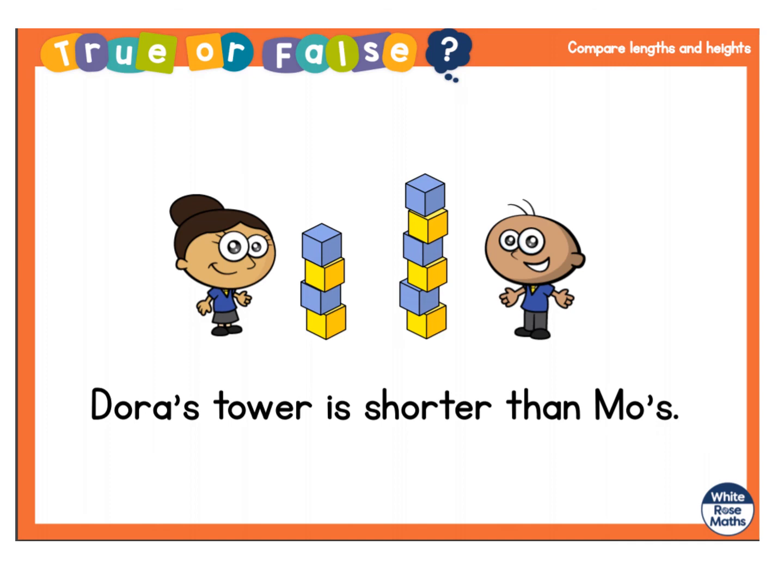Let's count Dora's cubes. She's got 1, 2, 3, 4 cubes. Let's count Mo's cubes. 1, 2, 3, 4, 5, 6. So Dora has less cubes in her tower. So is her tower shorter or taller, sorry, not longer? We're looking at height. So is Dora's tower shorter or taller? Well done, it is shorter than Mo's. Mo's is taller. So the answer is true. That is true. Dora's tower is shorter than Mo's.